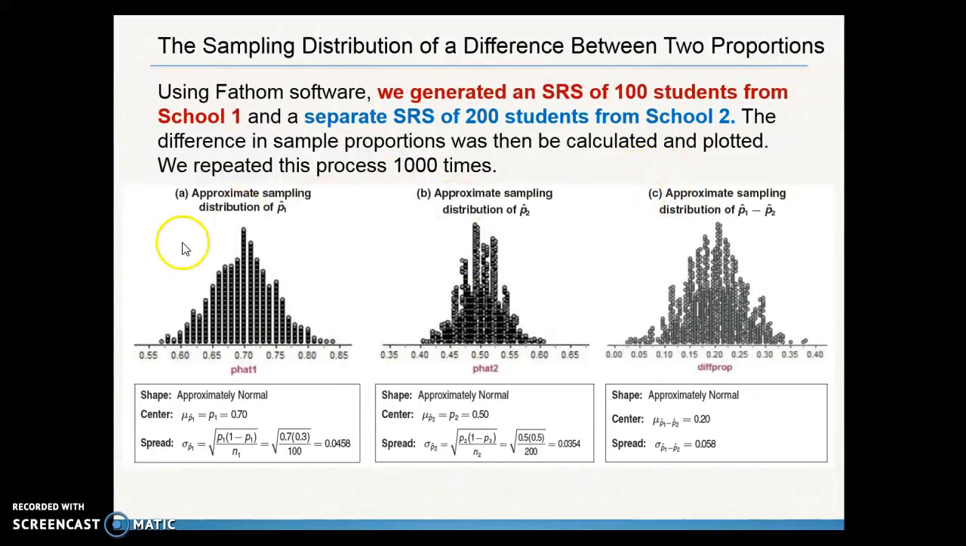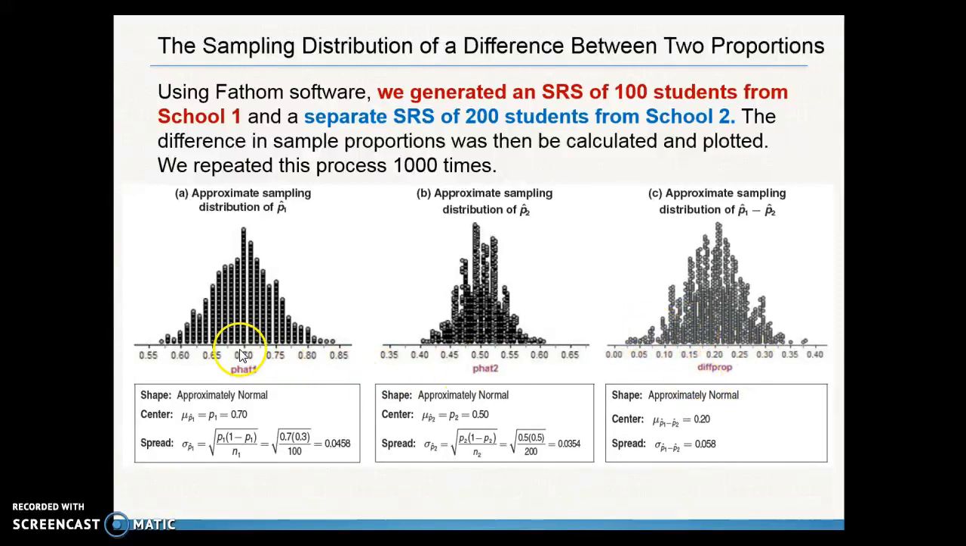Now notice what C is. This one's pretty normal, this one's pretty normal. Take a look at C. This is the sampling distribution of the subtraction of them. So I just took school 1 minus school 2, and I got this sampling distribution over here. Well, what does that actually represent? That represents the difference in proportions.